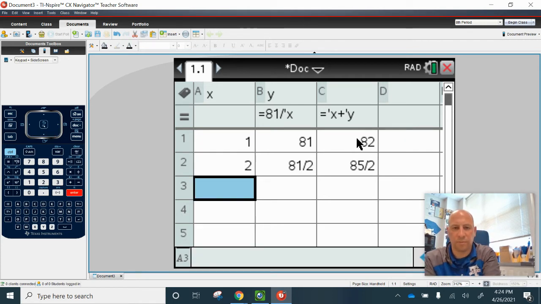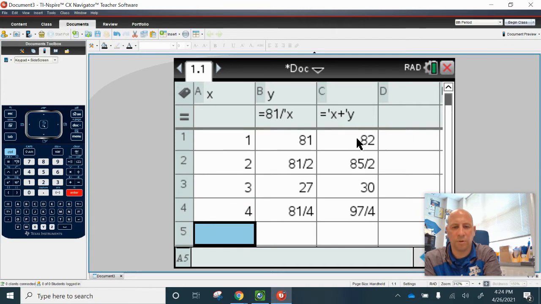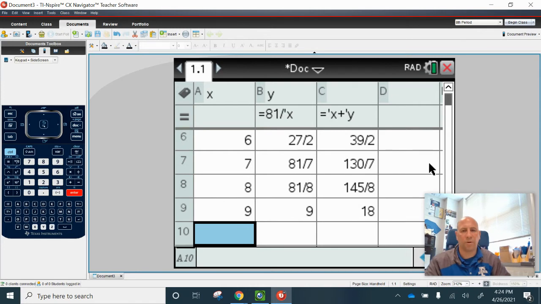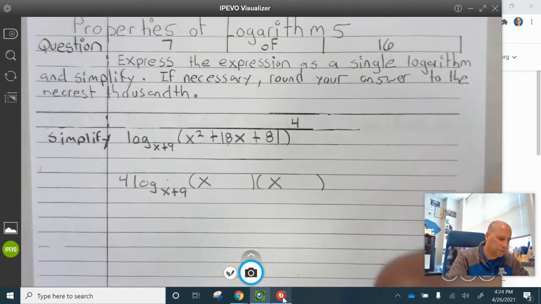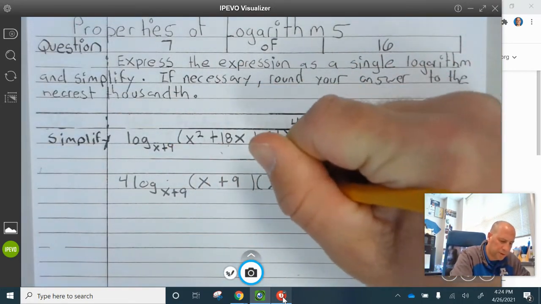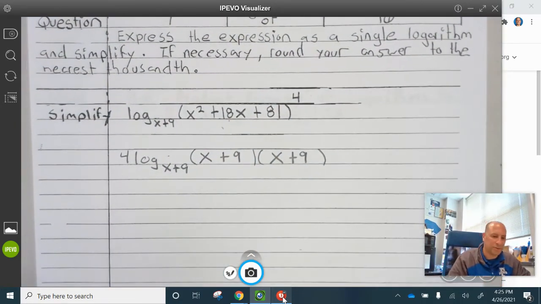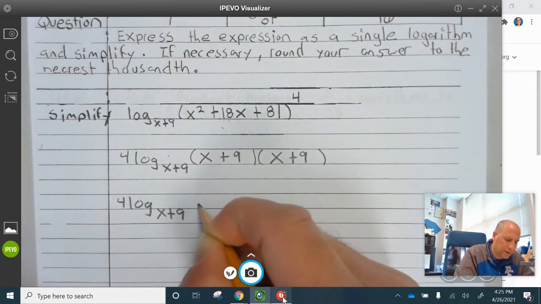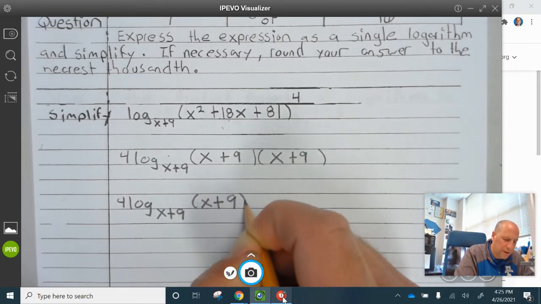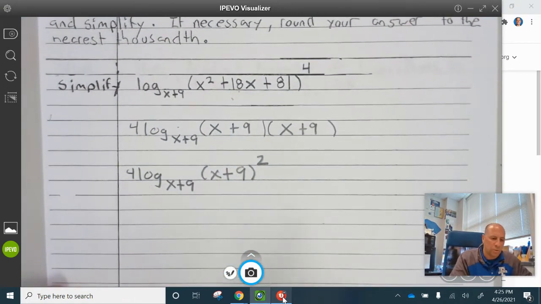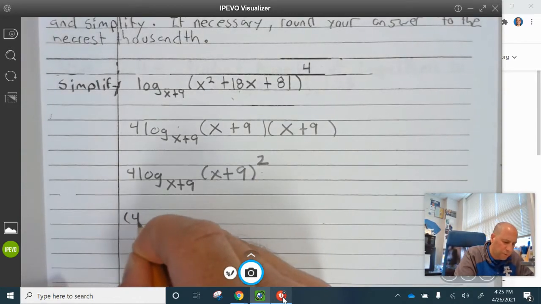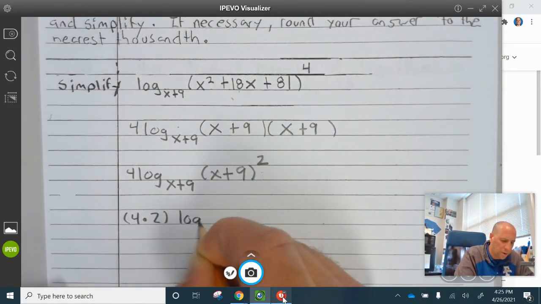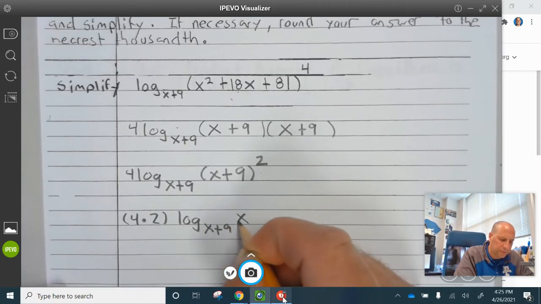So let's try 2. Nope. 3. Nope. 4. Nope. 5. Nope. 6. 7. Nope. 8. Nope. 9. That works because they multiply to give you 81 and combine to be 18. So our factors are x plus 9, x plus 9. Well, x plus 9 times x plus 9 is x plus 9 squared. So this is 4 times log base x plus 9 of x plus 9 squared. Well, the 2 goes in the front, so that's 4 times 2 times log base x plus 9 of x plus 9.